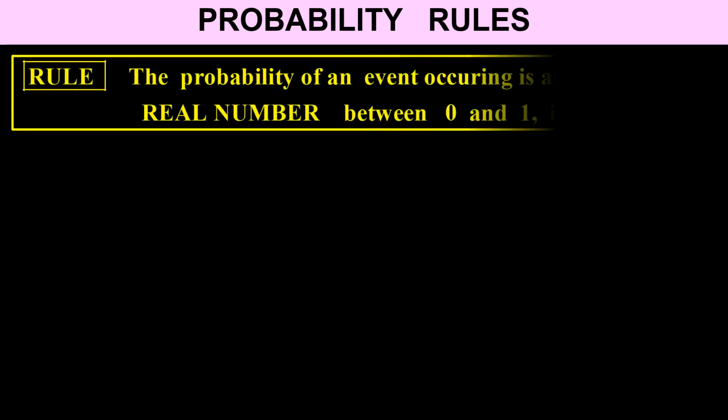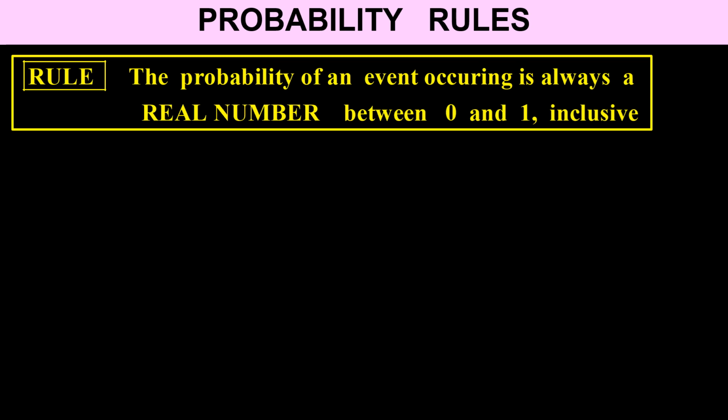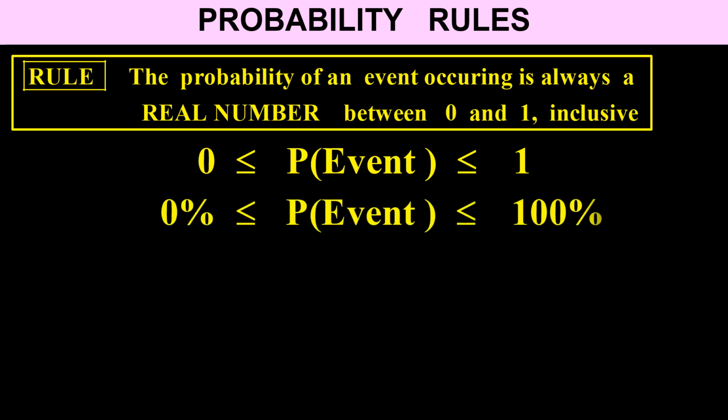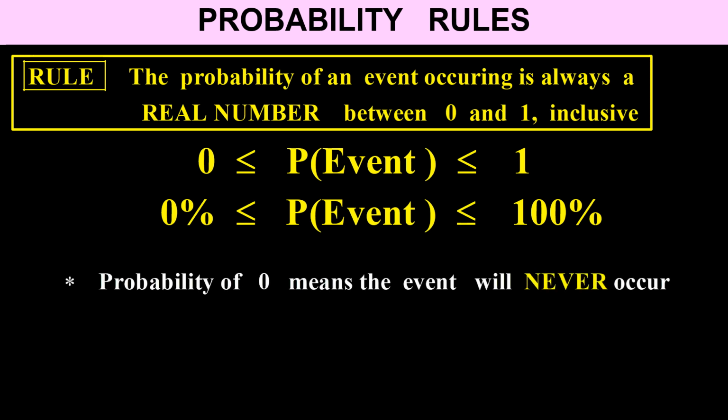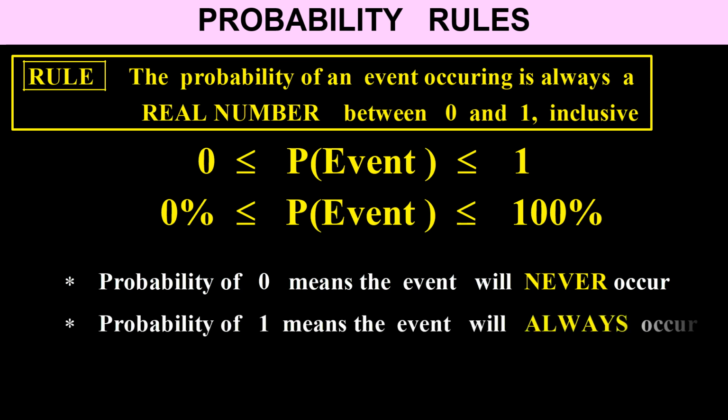Now, next we're going to look at some probability rules. The first rule here is that the probability of an event occurring is always a real number between 0 and 1. In other words, the probability will be a value somewhere between 0 and 1, with both the 0 and the 1 included. So, for example, a probability of 0 means that the event will never occur. And if I have a probability of 1, that means that the event will definitely occur. And a probability of 0,5 means the event is expected to occur 50% of the time.